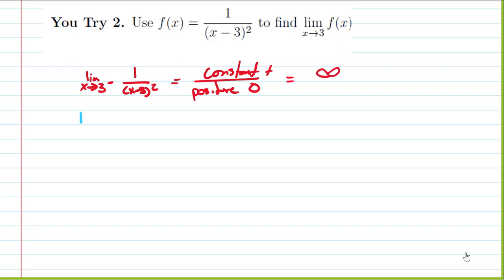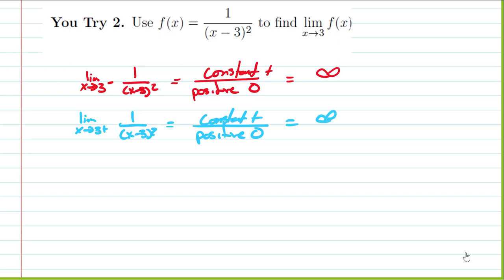And we're going to get the mirror image coming in from the other side here. So 1 over x minus 3 squared, and it's still going to be positive because something squared is always positive, and the numerator didn't change, so it's a constant, and it's positive, so we also get positive infinity. So the limit from the left is the same as the limit from the right, which is both positive infinity. So the two-sided limit is positive infinity because the left limit equals the right limit.